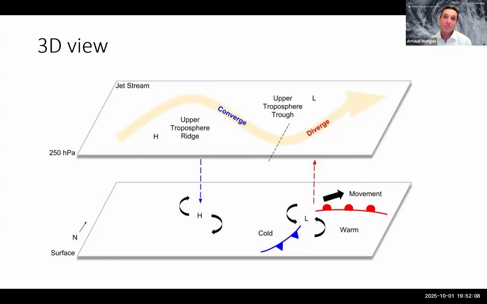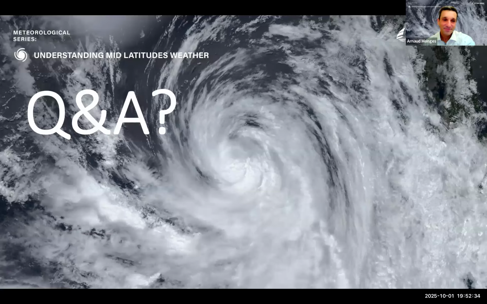So some things to remember: the low on the surface is always a little bit ahead of the axis of the trough, just because the divergence is on the right side at the exit. So I hope you will remember this picture, which really is a beautiful summary of the cyclogenesis in 3 dimensions. Thank you very much.